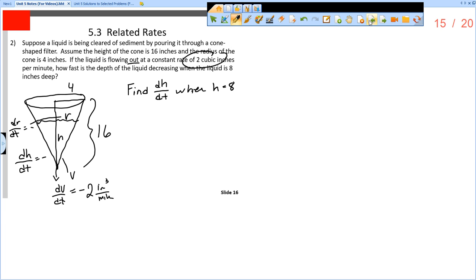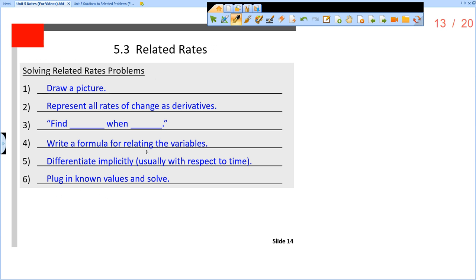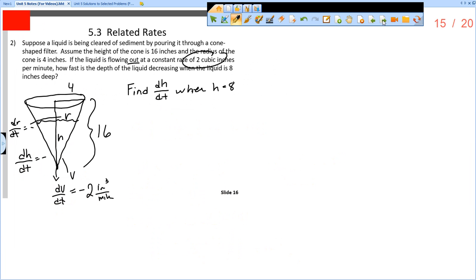All right, now, okay, go back to our steps here. Write a formula relating the variables. Well, how are our variables related? We have R, H, and V. Those are our variables. 16 and 4, those are not our variables, right? Variables are things that are changing, right?